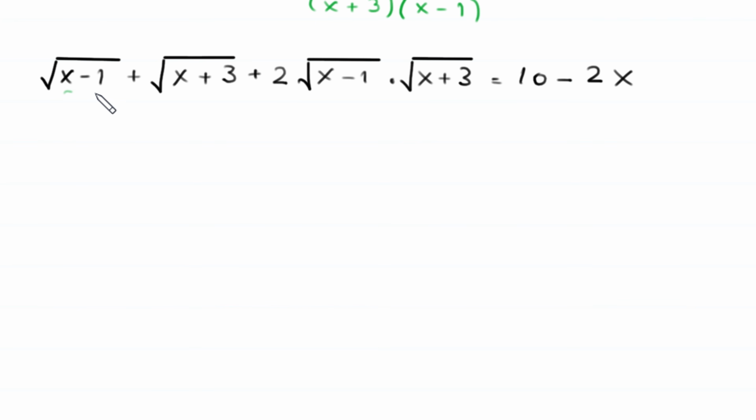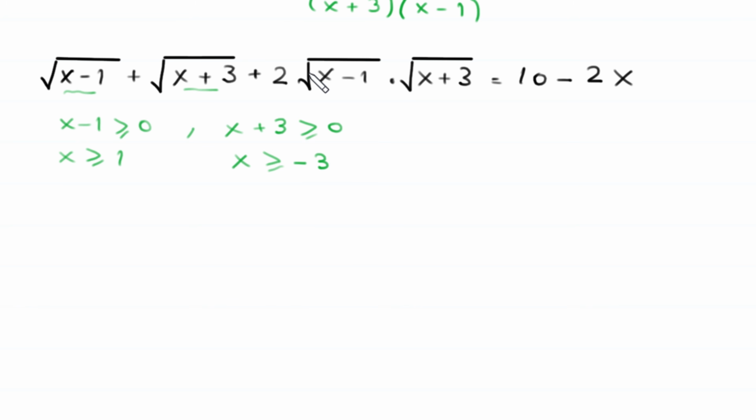Now x minus 1 must be greater than or equal to 0. This implies that x must be greater than or equal to 1. And x plus 3 must be greater than or equal to 0. This implies that x must be greater than or equal to negative 3.